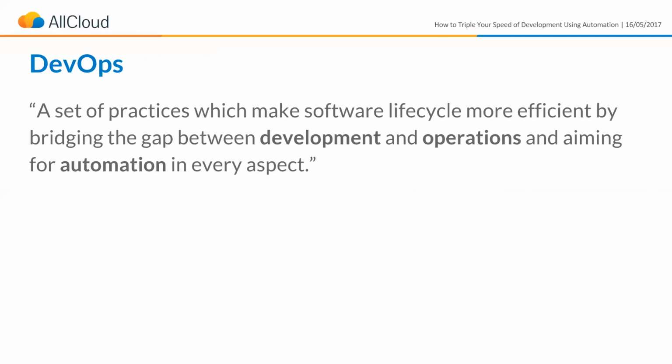So let's start with a couple of important terms. Now, please forgive the buzzwords. I swear these are real things. So you're probably familiar with the term DevOps. There are many definitions to DevOps. Here is mine. DevOps is a set of practices which make software lifecycle more efficient by bridging the historical gap between development and operations and aiming for automation in every aspect.